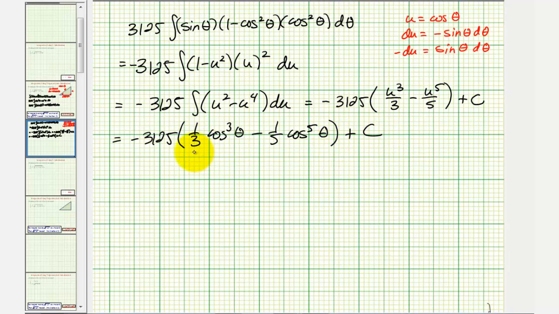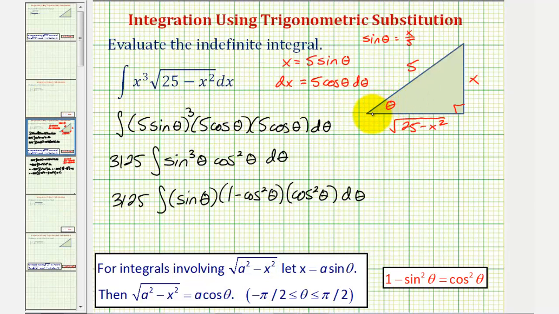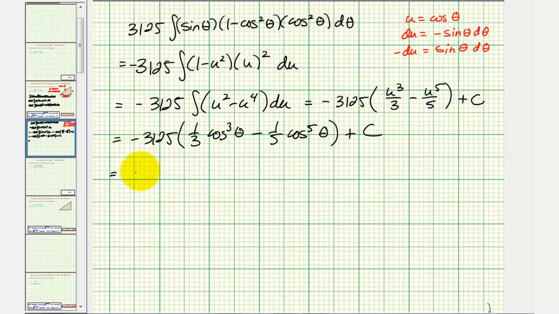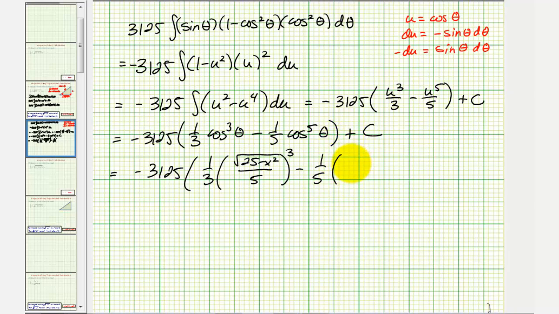Now we'll go back and use our right triangle to determine cosine theta. Remember, cosine theta would be equal to the ratio of the adjacent side to the hypotenuse. So cosine theta equals the square root of 25 minus x squared divided by 5. So this would give us negative 3,125 times 1/3, and then we have the square root of 25 minus x squared divided by 5 raised to the 3rd minus 1/5 times the square root of 25 minus x squared divided by 5 to the 5th.